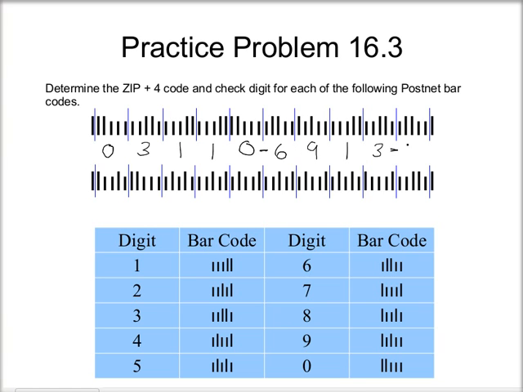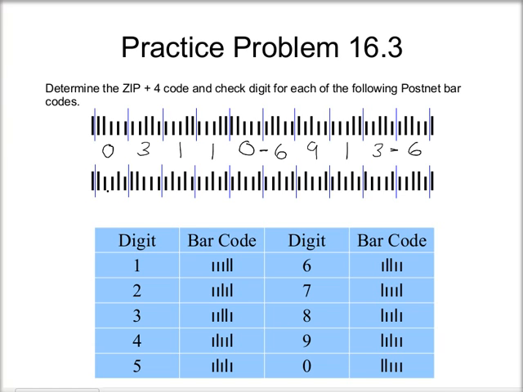And then finally I've got my check digit. So that's going to be short, 2 longs, 2 shorts, and that is a 6. So that's for my first PostNet barcode. That's my zip+4 code and the check digit. Now let's look at the next one.